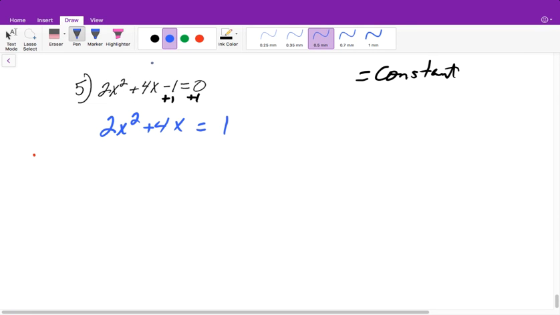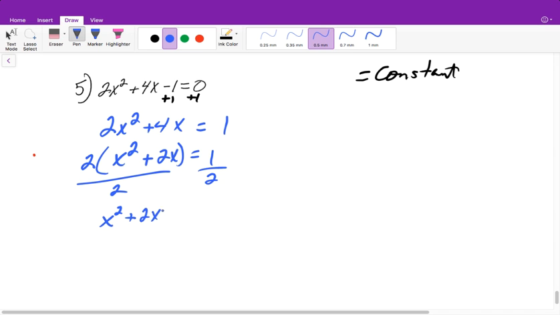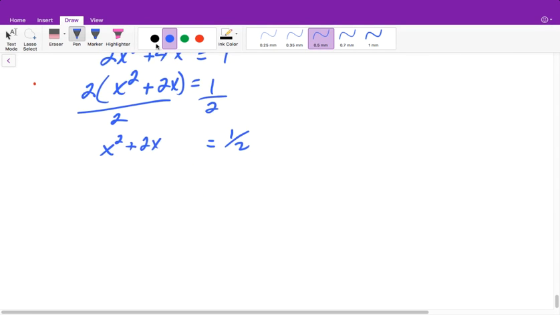Now we say, is there a number in front of the x squared? Which there is. Now we factor out that a. So when we factor out the a, we're left with x squared plus 2x is equal to 1. Then we will divide each side by 2. So now we get x squared plus 2x is equal to 1/2. All right, now we can go ahead and complete the square. So we take the number in front of the x, so that's 2. We divide it by 2, and then we square it. And then we add that to both sides.